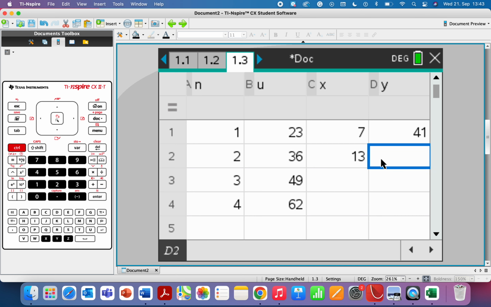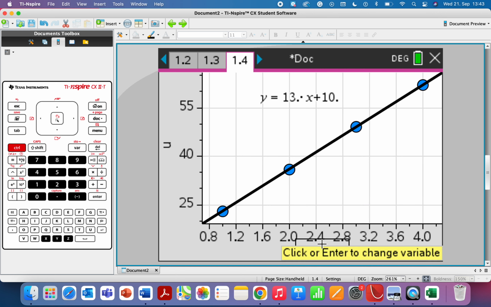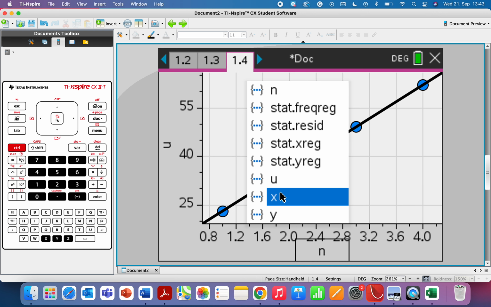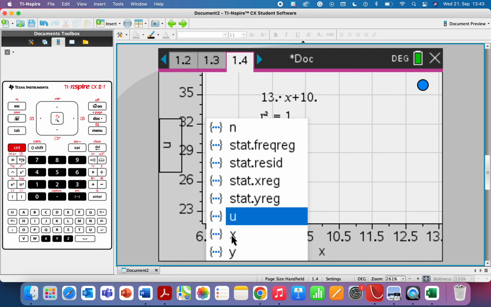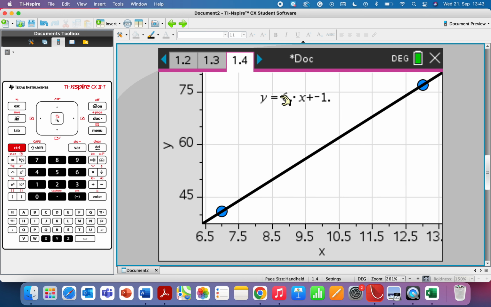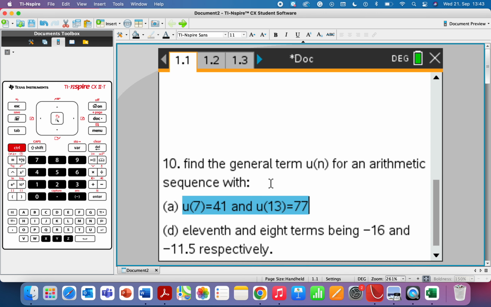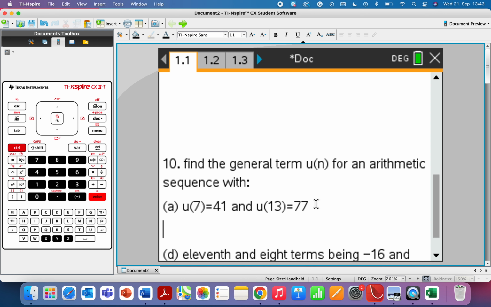Okay, so now I think I've already got a data and statistics sheet already in here. And I'm just going to go change this now to X and this now to Y. And look, it's already updated the regression line. So this is 6x minus 1. So if we go back to the question, the rule here is U of n equals 6n minus 1.